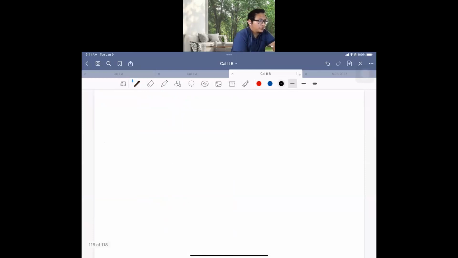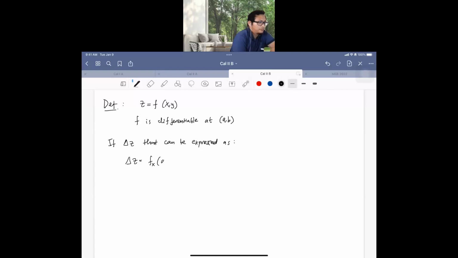Now the definition for the differential: if z is a function of x and y, and f is differentiable at (a, b), and if we have delta z that can be expressed as, we will have a small increment epsilon 1 in delta x and another epsilon 2 in delta y.